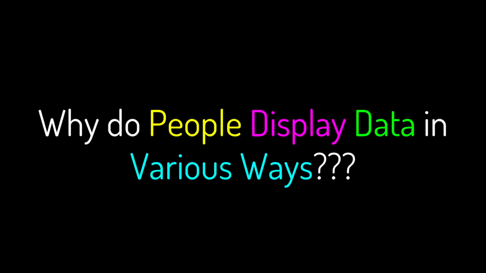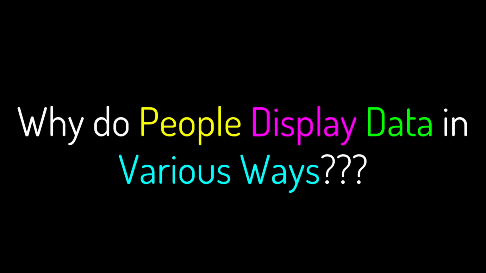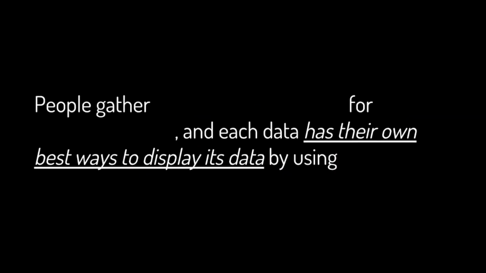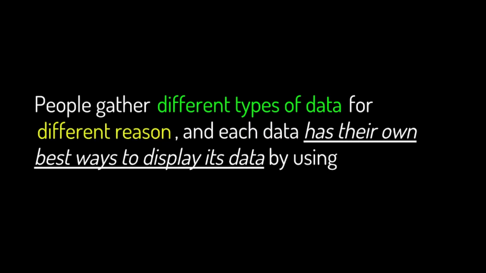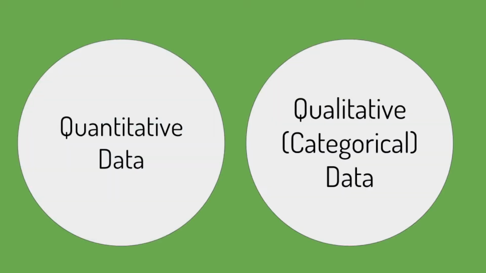We are going to see why people display data in various ways today. The reason is that people gather different types of data for different reasons, and each kind of data has its own best way to be displayed using its features. Before we see what types of graphical displays exist, we need to know the difference between quantitative data and qualitative data. Quantitative data shows the number or proportion of variables between certain intervals.